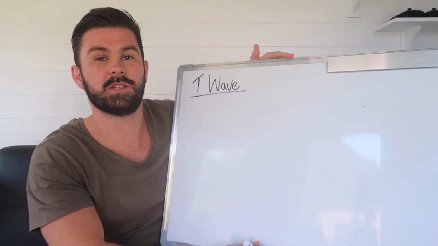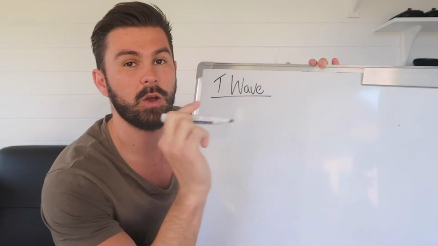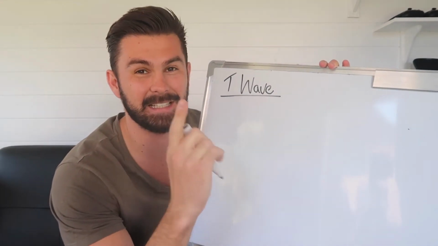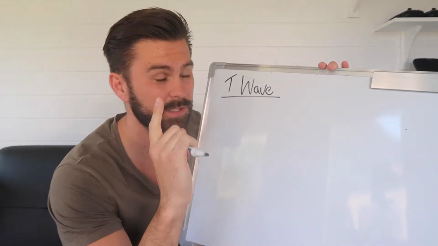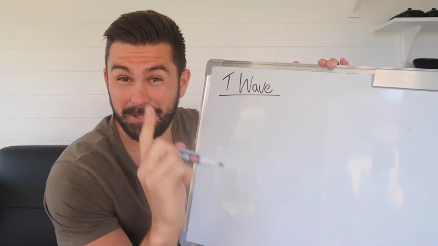Now we know what market conditions we're looking for this strategy to work. What we also need is an indicator. Now, why is it called a T-wave strategy? It's because it looks like a T. This is what we're looking for. We're looking for a big T.